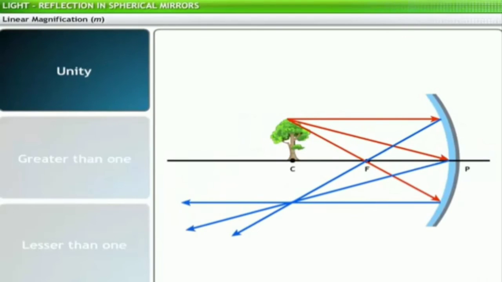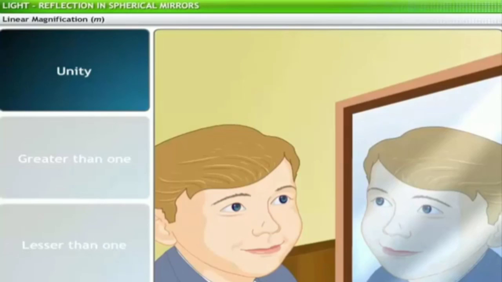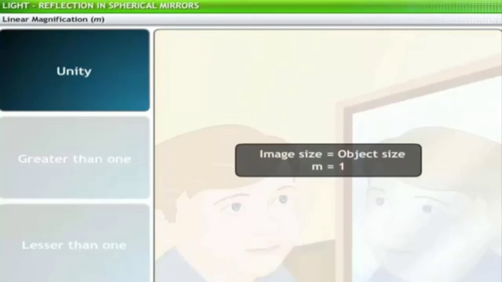Magnification is unity when the size of the image is equal to the size of the object. When you look at your image in a plane mirror, it is of the same size as yours. Therefore, the magnification of a plane mirror is unity. In other words, there is no magnification.